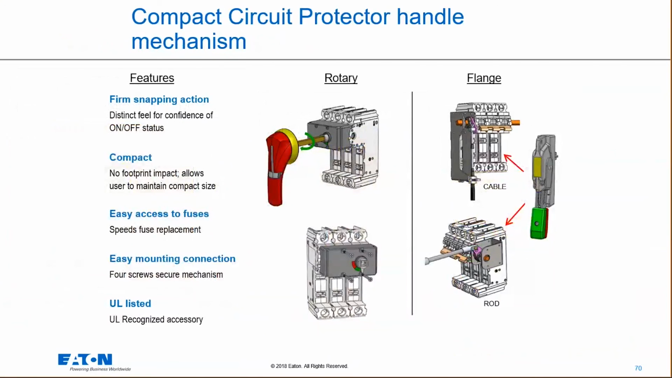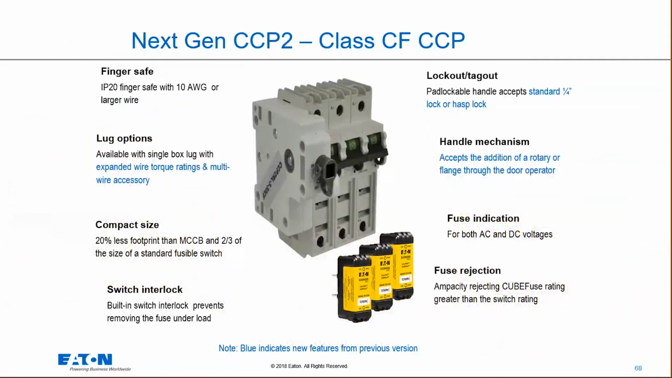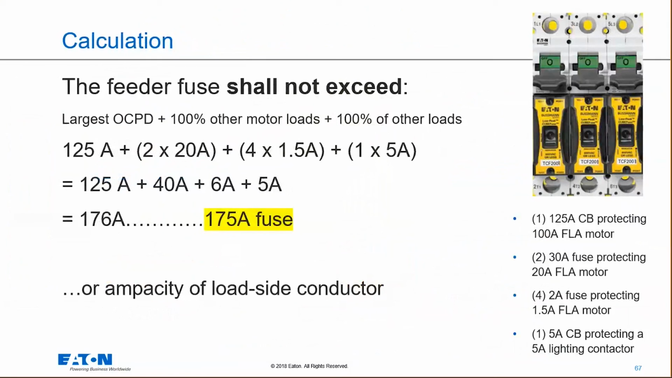We have another question. Sure. It's on the previous example. It says, can we go down to 175A instead of going up to the next size up when the calculation comes in at 176? You could go down to 175, sure. It just says the feeder fuse shall not exceed. So in the motor case I gave you a little while ago, we were able to use a next size larger, but in this case, it says a feeder fuse shall not exceed. So once you calculate it, we had to drop back a little bit to a 175 amp fuse. So yes.